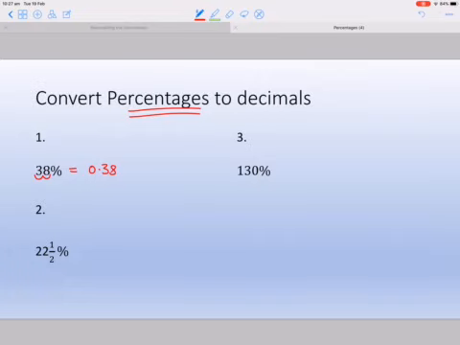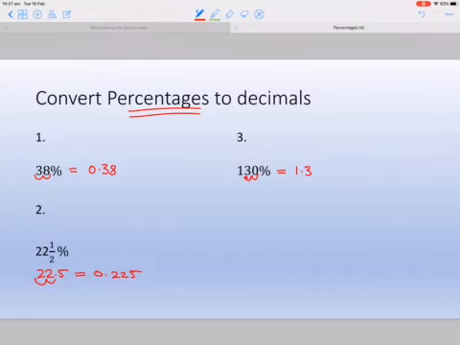Okay. Now, what I'm going to do with 2 is I'm also going to change it to a decimal. And then what I'm going to do is move it twice over. Okay? So our answer will be 0.225. Okay? And this one, we're going to start here. 1, 2. So converting it to a decimal will be just 1.3.